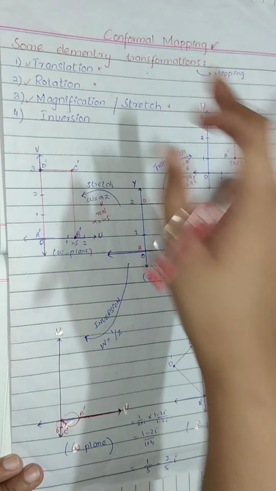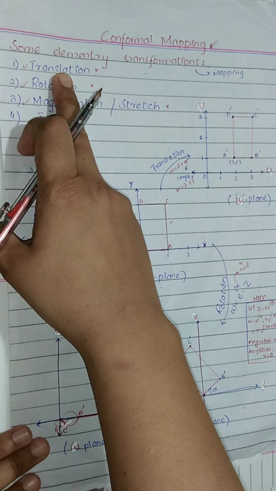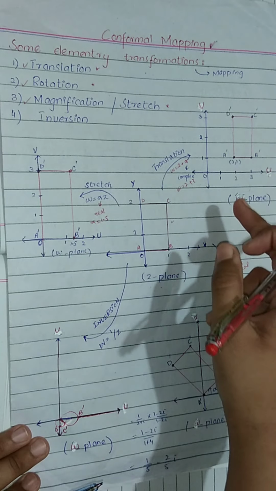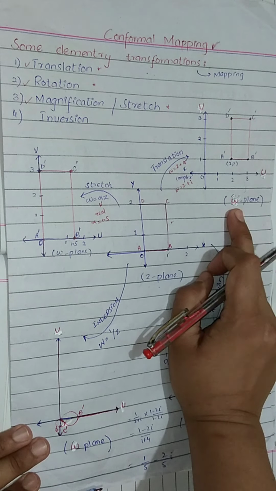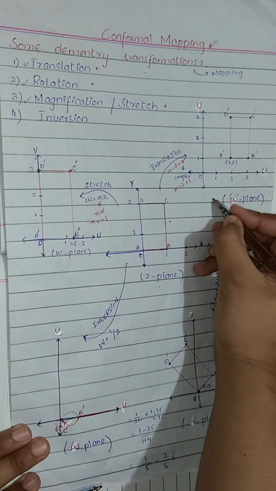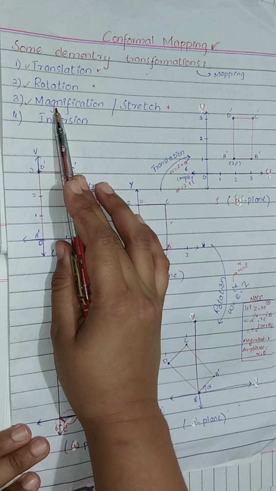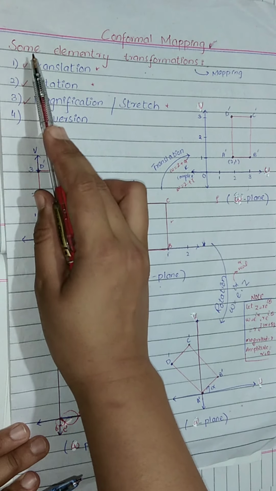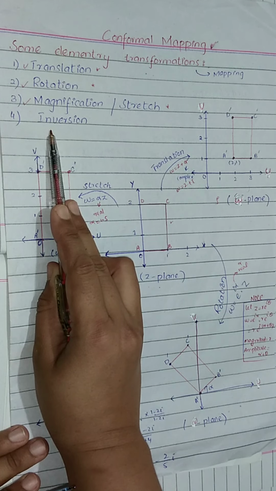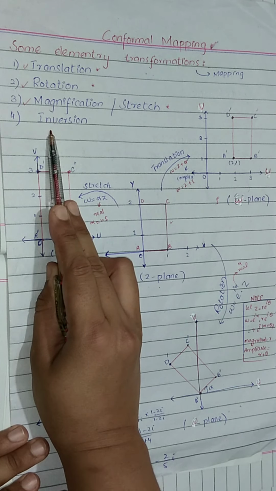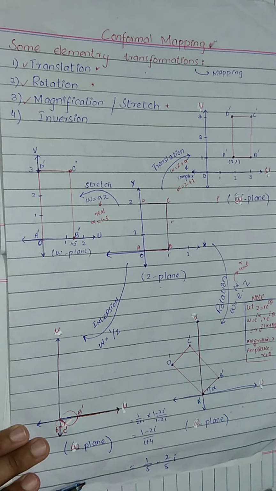When our plane is the Z plane, then by applying the translation property, it will map into another plane, which is called the W plane or sigma plane. Similarly, rotation and magnification. If we discuss four properties, translation, rotation, magnification and inversion, then it becomes a bilinear transformation. In today's topic, we discuss just elementary transformations.